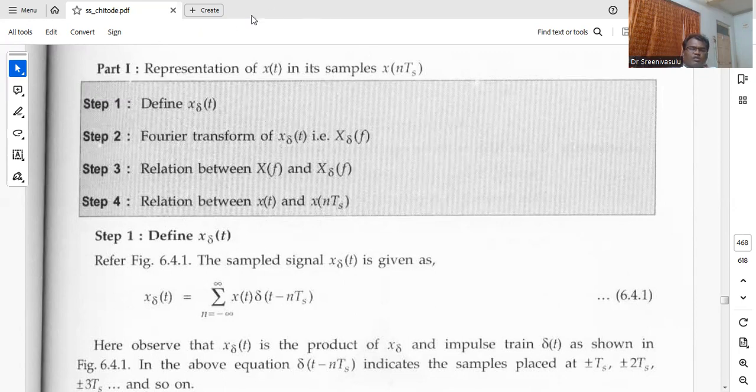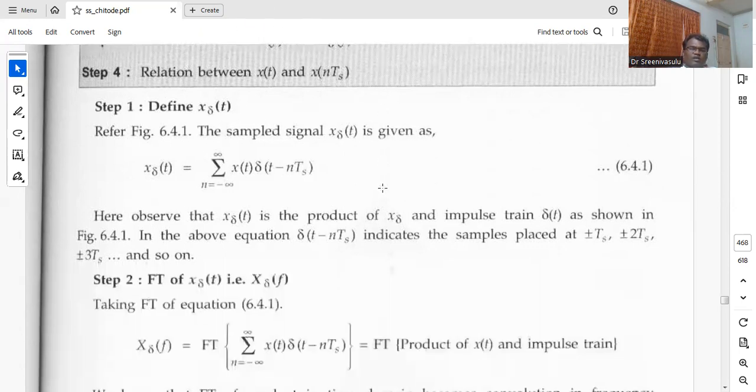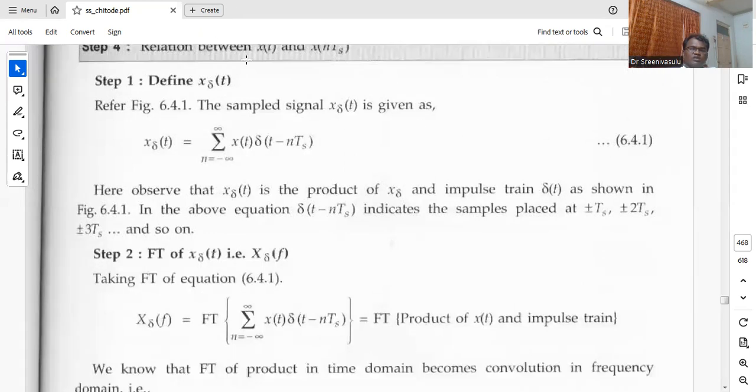First of all, the idea of converting a continuous time signal into a discrete time signal: x delta of t is x of t multiplied by the periodic impulse train. So x delta of t is equal to the summation of n equal to minus infinity to plus infinity of x of t into delta of t minus nTs. This delta of t minus nTs is a periodic impulse train. This x of t is our original signal. You are just multiplying, so it is the definition of x delta of t.